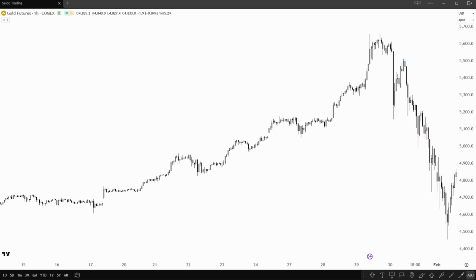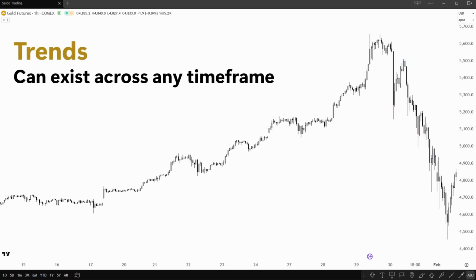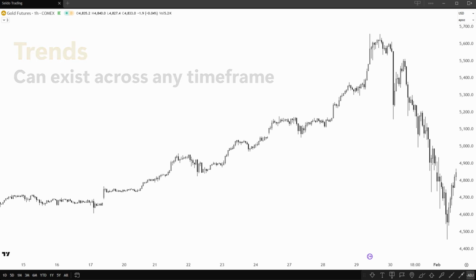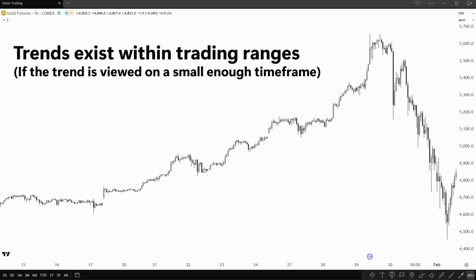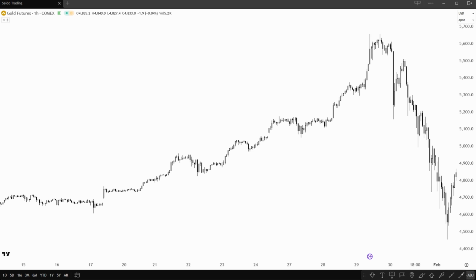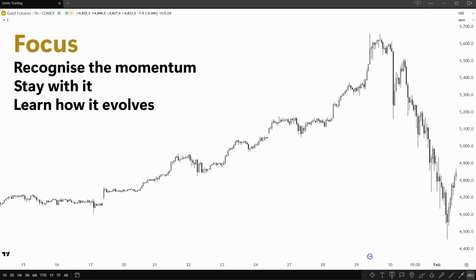Trends can exist over any period, from a few candles to hundreds of candles. What defines a trend depends on context and the time frame you're analysing. Trends can exist on lower time frame charts, while the higher time frame chart is within a trading range. Trends offer the clearest opportunities for retail traders to profit from the markets. Traders need to be able to identify when it begins, recognise the momentum behind it, and stay with it.